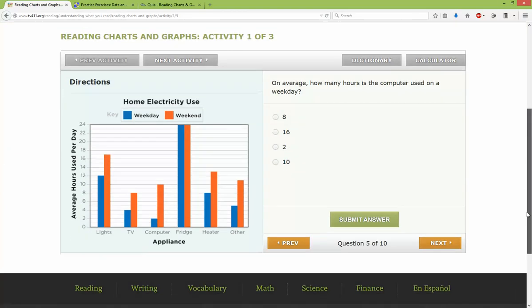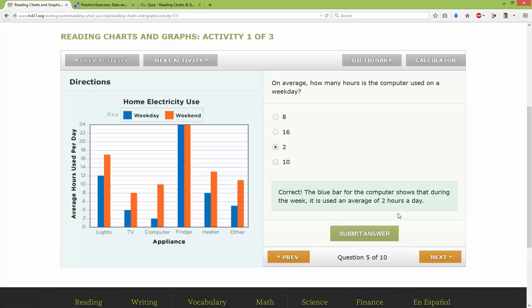Okay. So on average, how many hours is the computer used on a weekday? Let everybody come to their conclusion here. 2. Yes. Okay, so this must have been done in the 90s or something. Or maybe desktop computers, then maybe the answer is 2. If it was your phone, it would be like 24 hours. It's like the fridge, all waking hours.